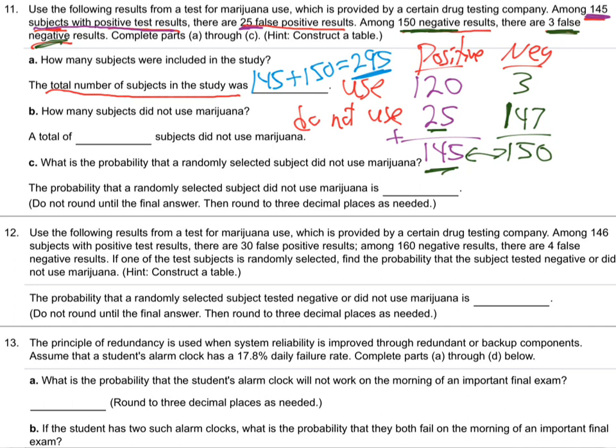And then how many subjects did not use marijuana? Did not use marijuana. So how do we figure that out? 150 minus 3. We need to add those 2 up, don't we? Those are both the groups that don't use. Some tested positive, some negative, but they're all people that do not use. So that would be the 25 plus the 147, whatever that is.